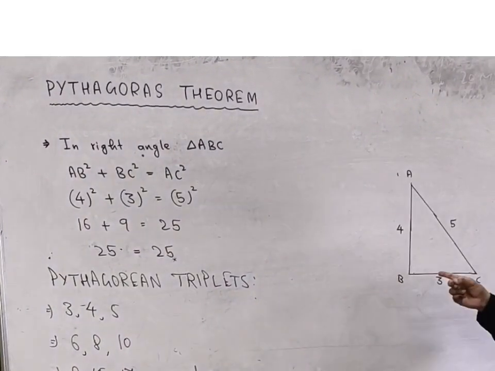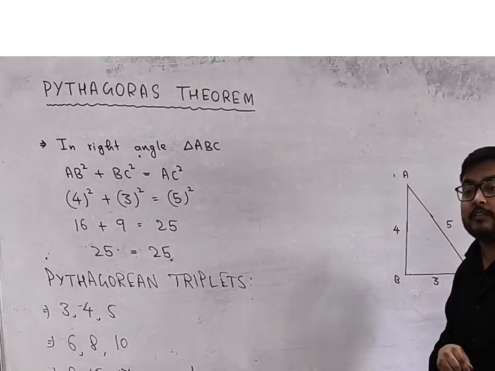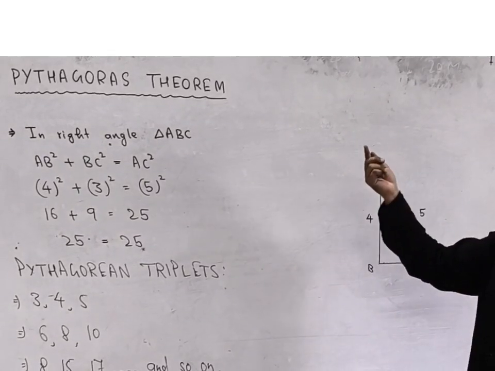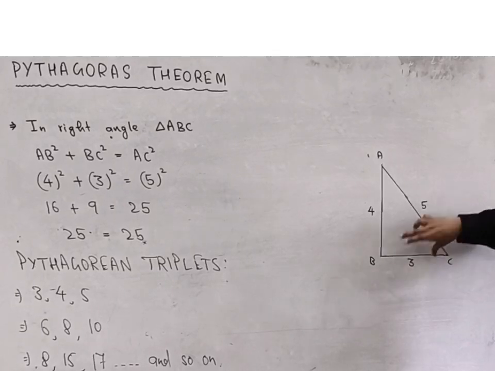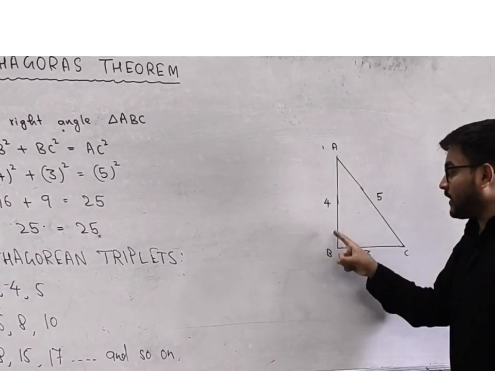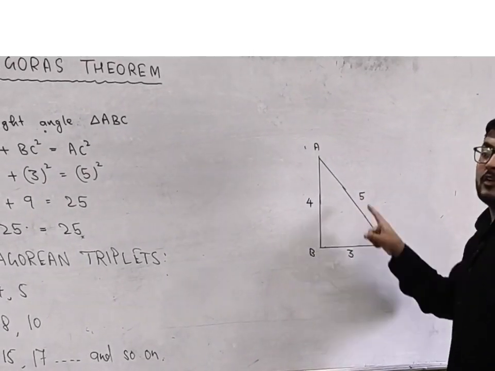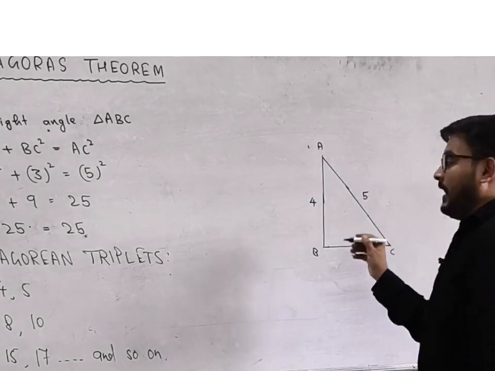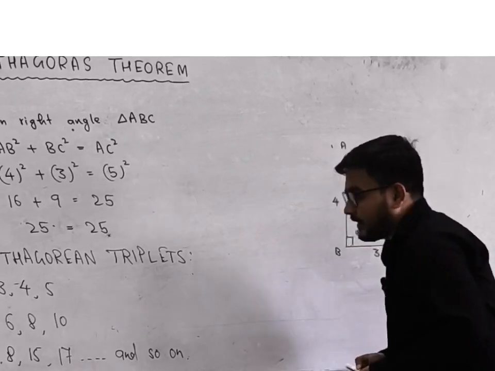Have I told you this is a right angle triangle? No, not yet. But with the Pythagoras theorem, can we say that it is a right angle triangle? Yes. Why? Because the Pythagorean theorem states that the sum of the squares of two sides should be equal to the square of the third side. So here in this triangle, AB square plus BC square is equal to AC square. So that's why we will say this triangle is a right angle triangle.